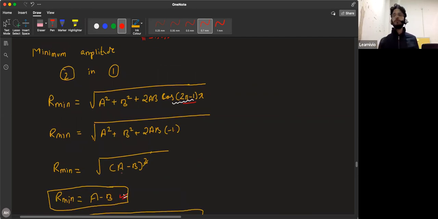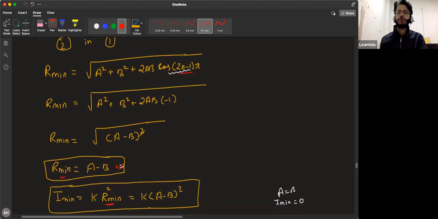If you have R minimum, then how will you relate this R minimum with I minimum? You have the minimum amplitude of the resultant wave. How will you calculate the minimum intensity of the wave? I equals K A square, not A square, K R square. So it's K times R minimum square. And how much is R minimum? That's a minus b. So K times (a minus b) whole square is the minimum intensity in terms of the amplitudes of individual waves.